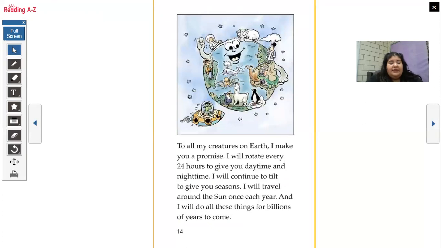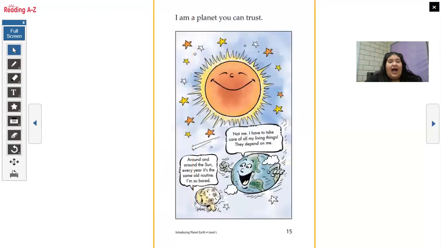To all my creatures on earth, I make you a promise. I will rotate every 24 hours to give you daytime and nighttime. I will continue to tilt to give you seasons. I will travel around the sun once each year, and I will do these things for billions of years to come. I am a planet that you can trust.